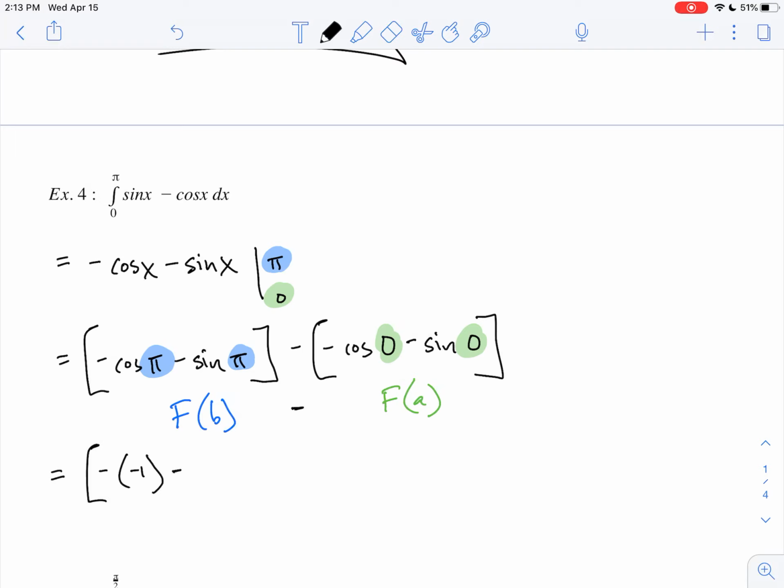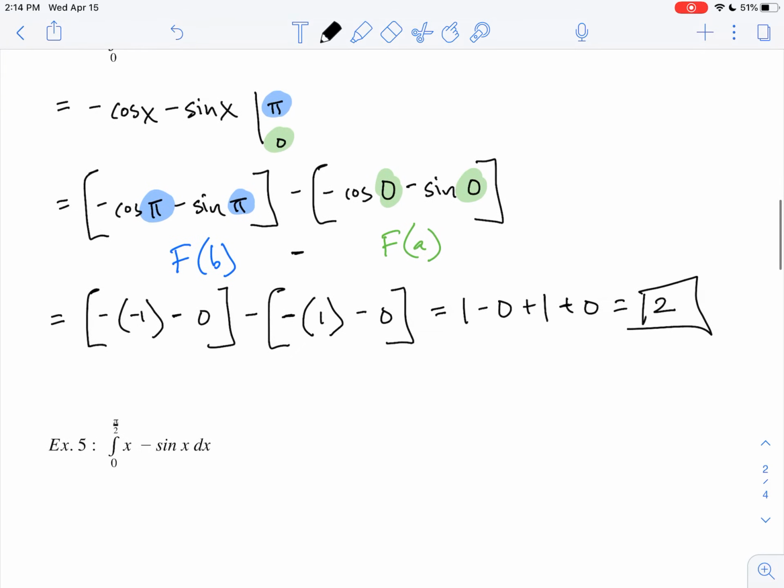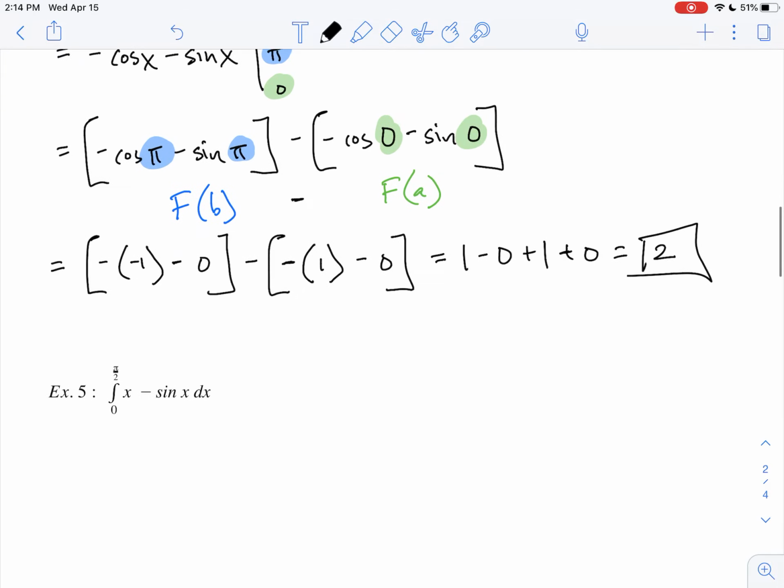So, unit circle time. Negative, so let's see, cosine of pi is negative 1, so negative, negative 1, minus sine of pi is 0, minus cosine of 0 is 1, minus sine of 0 is 0, and so I get 1 minus 0 plus 1 minus plus 0, which gives me 2, all right? So 2 is the area between sine x minus cosine x and the x-axis from 0 to pi.